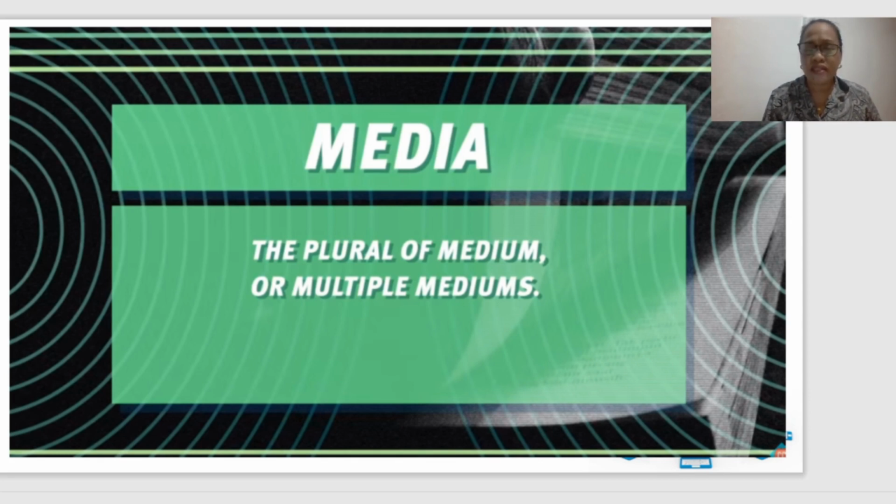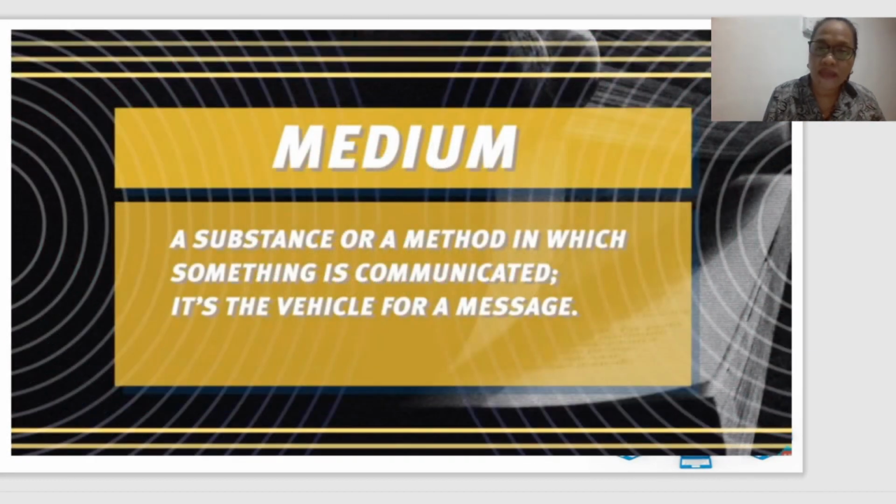So almost everything that we use in conveying information, those are media. And of course, medium is the singular of media. It's a substance or a method in which something is communicated. It's the vehicle for a message.